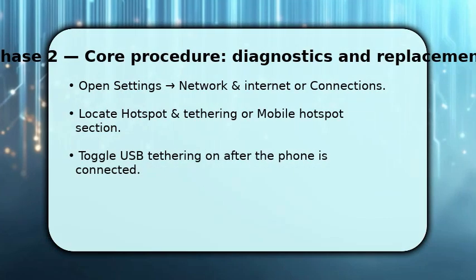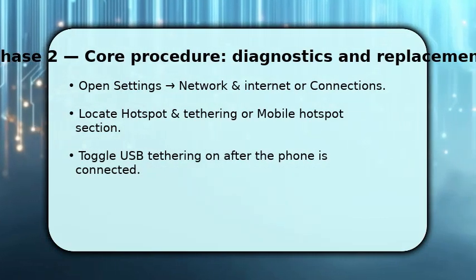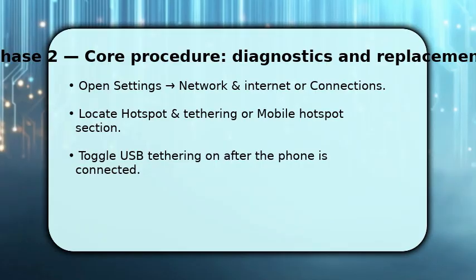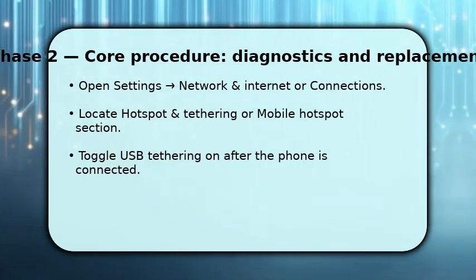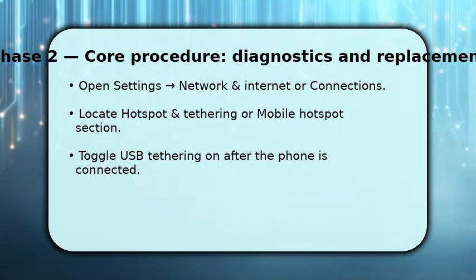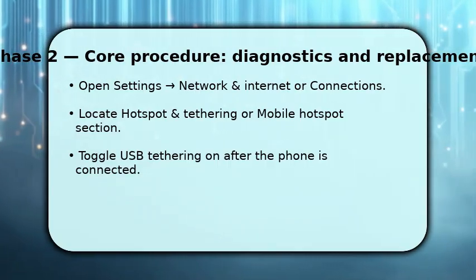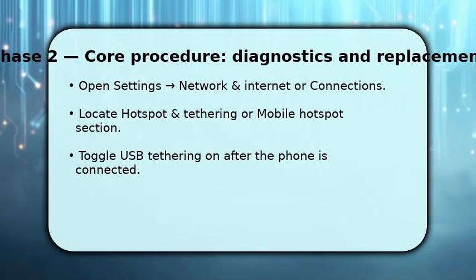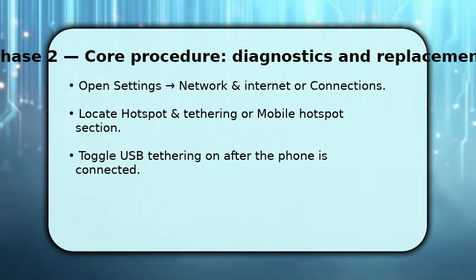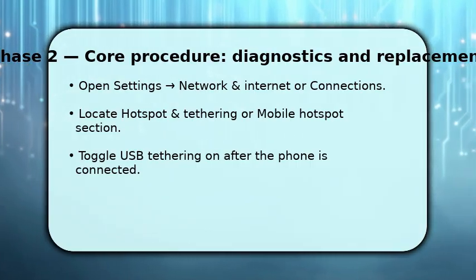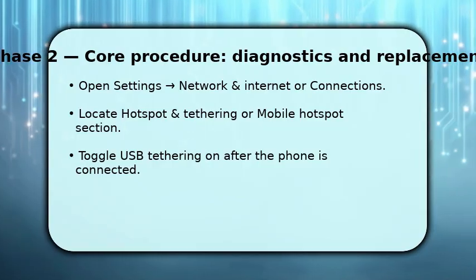You now navigate to Settings, then Network and Internet or Connections depending on your phone. Tap Hotspot and Tethering or Mobile Hotspot. This groups all sharing options. Once you see USB tethering, flip that switch while the cable is connected. This tells your phone to share its mobile data over USB. You do this because the phone becomes a gateway routing traffic through its cellular connection.